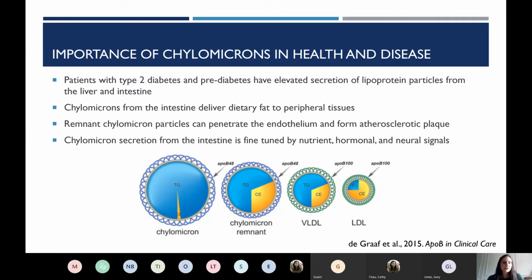So we know that chylomicron secretion from the intestine is primarily determined by how much fat you eat, but we've also seen over the last few years that this is fine-tuned by nutrients, hormones, and neural signals. So what I'll talk about today is how nutrients and hormones fine-tune chylomicron secretion.